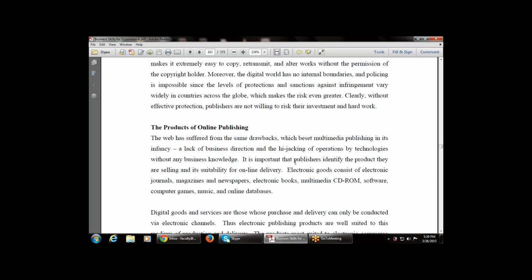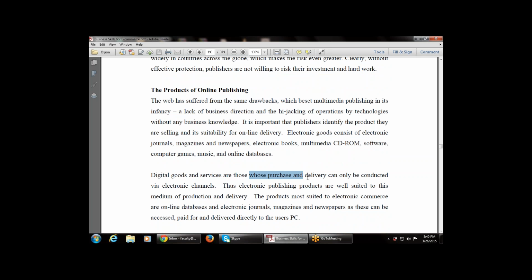So what are the electronic goods? They consist of electronic journals, magazines, newspapers, electronic books, multimedia, CD-ROM, software, computer games, music and online databases. These are the various products of online publishing.